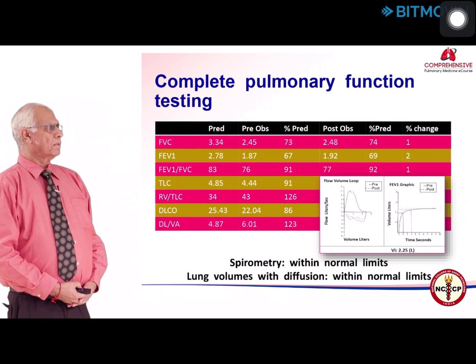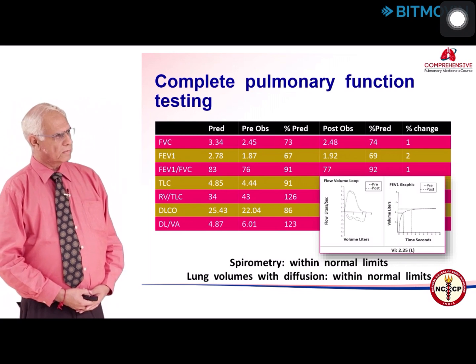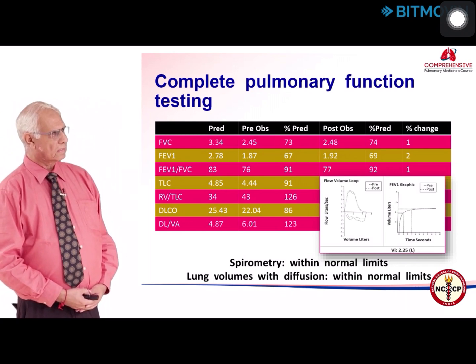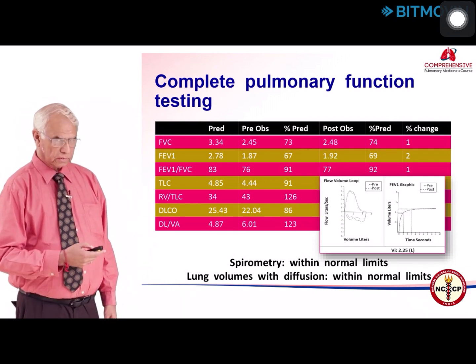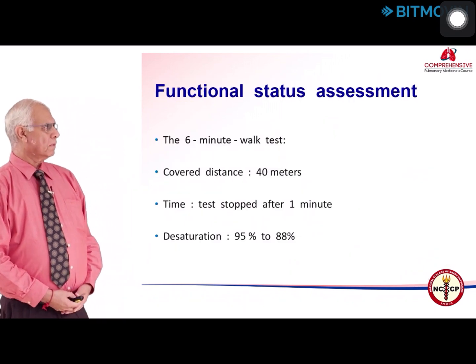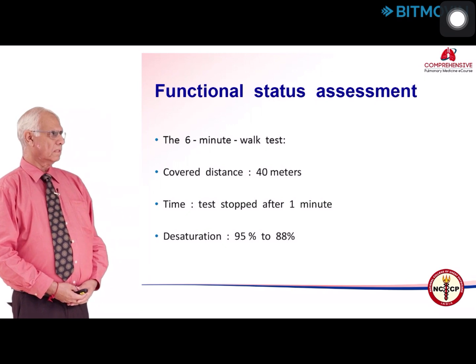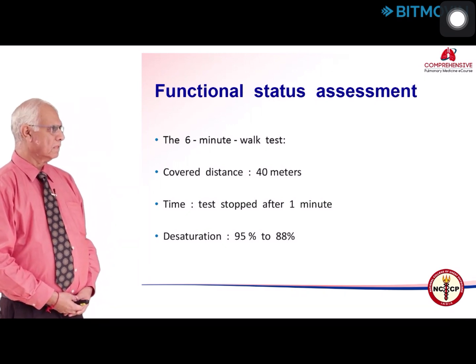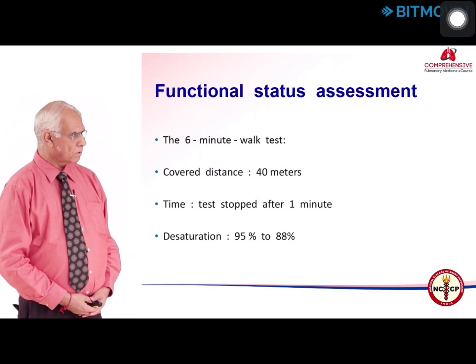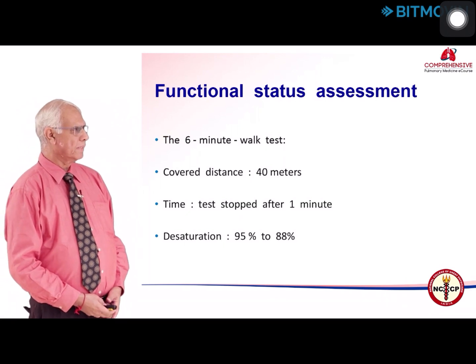The complete pulmonary function test was reported as normal, but if you have a look at the spirometry, it shows an inward curve over here, and there is a lower limit of normal. So there was some degree of airway obstruction, but the lung volumes and diffusion were within normal limits. But when we come to the functional status assessment, the 6-minute walk test revealed that the patient could walk only 40 meters, and the test had to be stopped after 1 minute, with desaturation from 95% to 88%.